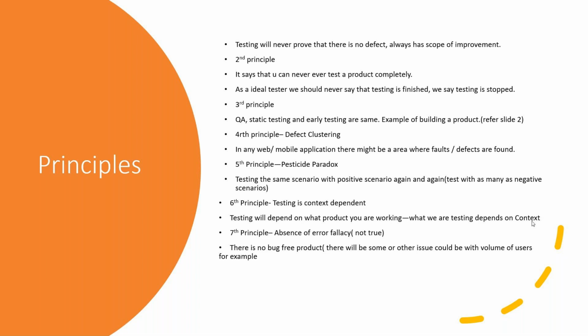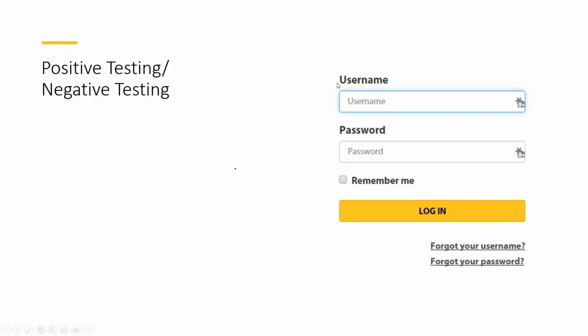And the seventh principle is absence of error fallacy. This means there is no bug-free product. There will be some other issue, it could be with the volume of users or something. Let me explain. You have given this page, it is working fine, it went live, and people started using it.